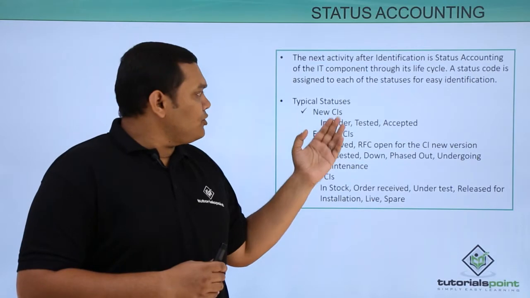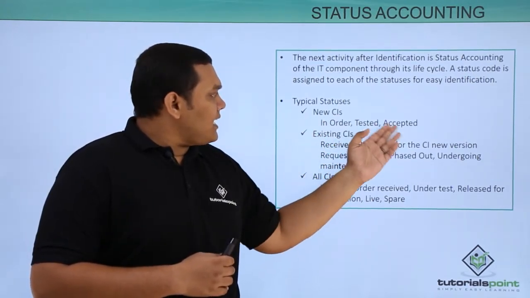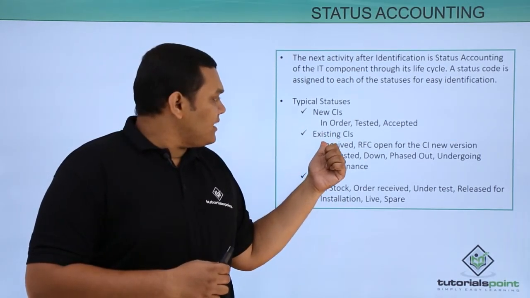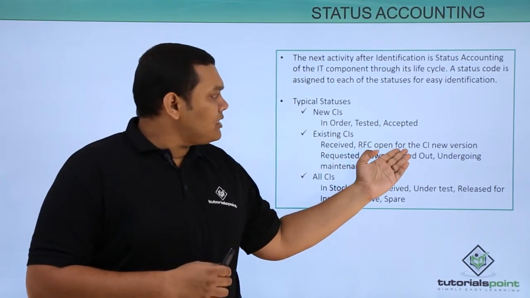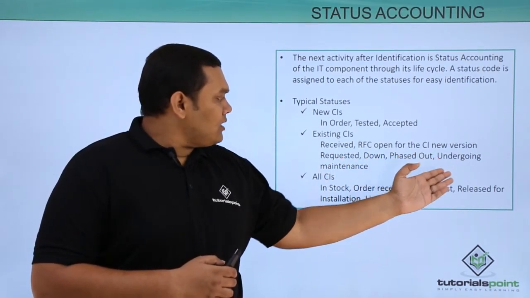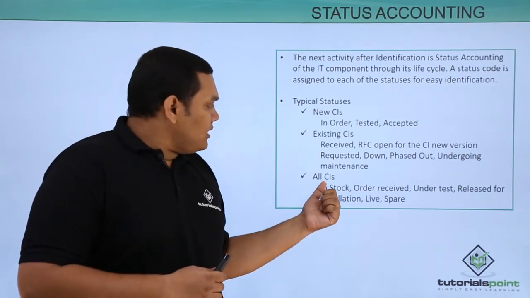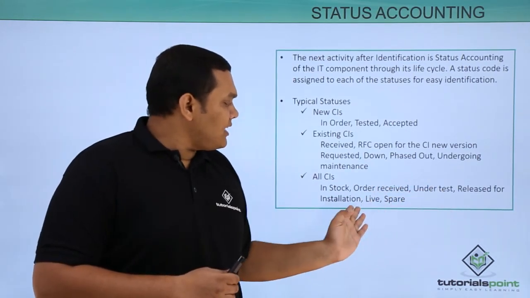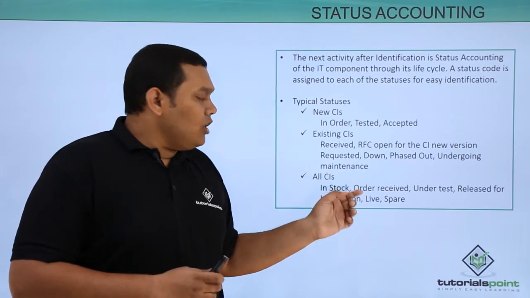The first one is new CIs. So, what comes under the new CIs? Ordered, tested and accepted CIs come under the new CIs. The second one is existing CIs. Existing CIs are nothing but received CIs, RFC opened for the CI, new version requested, and CIs which are down, phased out, undergoing maintenance. So, what is all CIs? Which are in stock, order received, under test, released for installation, live and spare. These are all the categorized CIs which come under all CIs.